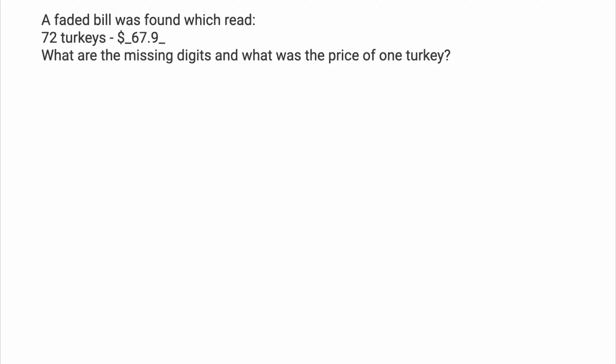We're going to do question 2 on set 2 of a Stanford mathematics problem. It reads as follows: a faded bill was found which read 72 turkeys, blank 67, 90 blank, dollars. What are the missing digits and what was the price of one turkey? Take a couple seconds to try this out for yourself. Then we'll use some hints, then we'll get on with the proof.